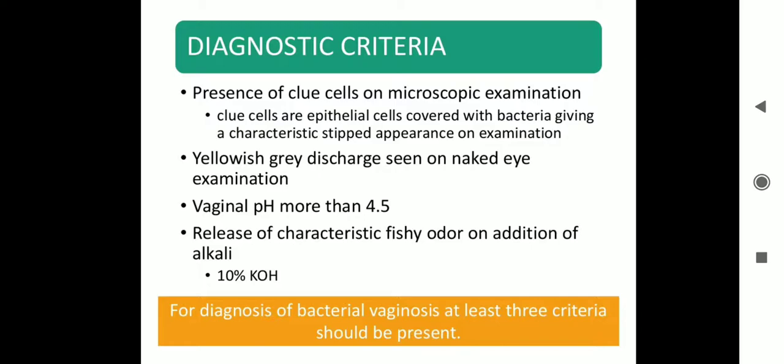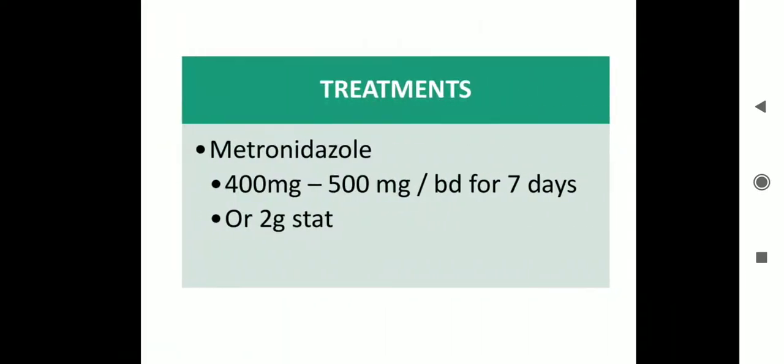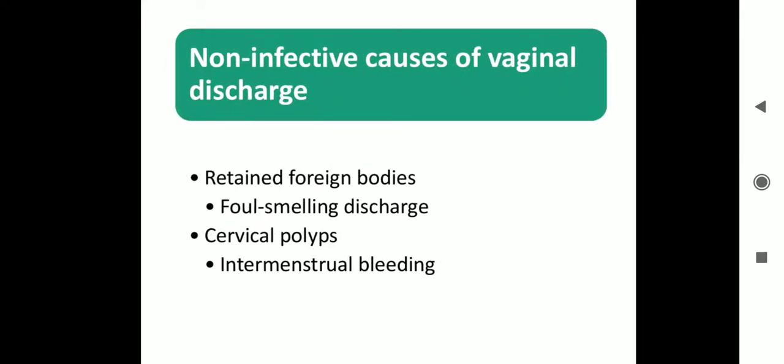Yellowish grey discharge seen on naked eye examination. Vaginal pH more than 4.5. Release of characteristic fishy odor on addition of alkali, that is 10% KOH. For diagnosis of bacterial vaginosis, at least 3 criteria should be present. Treatment is metronidazole 400 mg for 7 days.